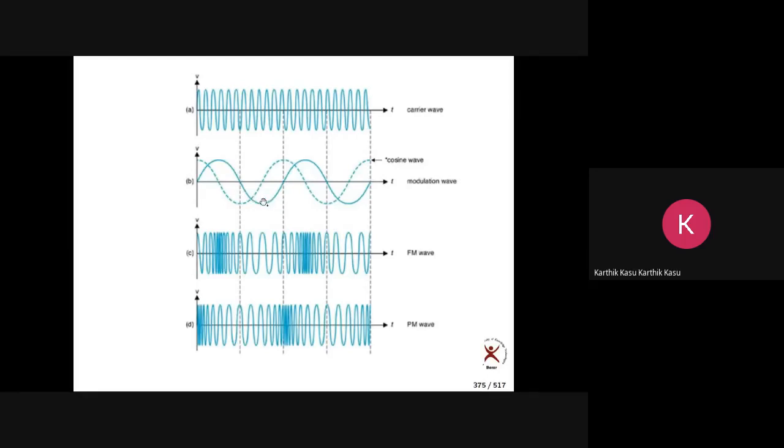Here m of t is very minimum. So that's why we have got very less frequency here. So here again m of t is increasing. Here it is maximum. That's why here is maximum frequency. So in FM, the frequency of the carrier changes according to m of t. Here m of t is a sine waveform. Now this is another waveform, the phase modulated waveform.